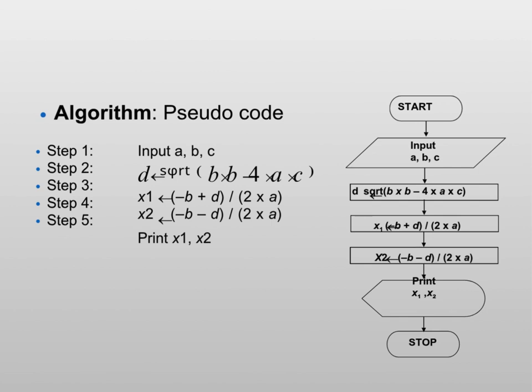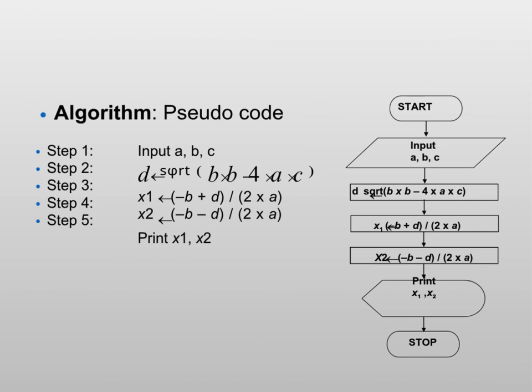Algorithm, pseudocode, steps. Step 1, input a, b, c. Step 2, d equals sqrt(b squared - 4ac). Step 3, x1 equals (-b + d) / 2a. Step 4, x2 equals (-b - d) / 2a. Step 5, print x1, x2.